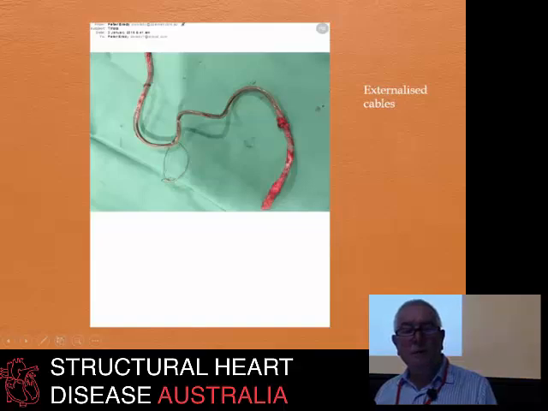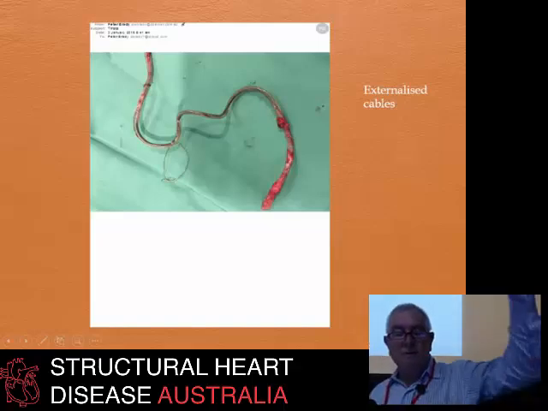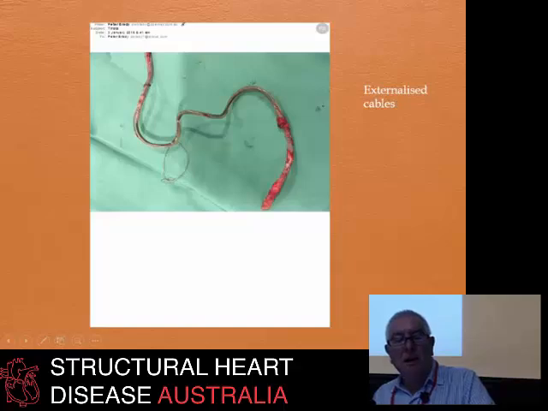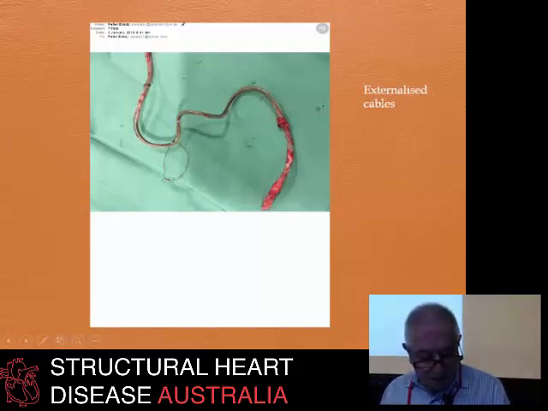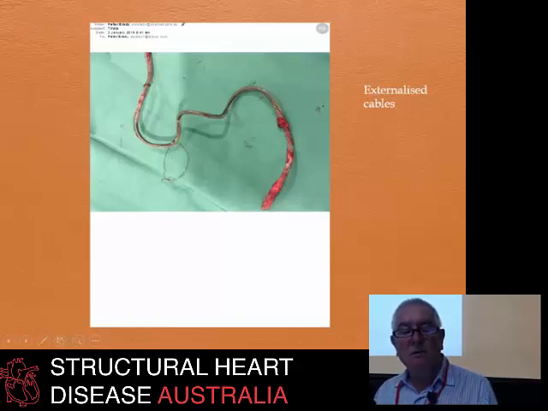This is what one of the recalled leads looks like. So this is externalization of the cables. That can result either because the cables have worked their way from outside in, or sometimes it's due to erosion from inside out. But at the end of the day, you get the cables of the lead, which are supposed to be inside the lead, hanging on the outside. Now, it's not an absolute indication for extraction straight away, but over time, a lot of these will start to show problems such as noise, which may cause inappropriate defibrillation or failure to pace, and they need to come out.